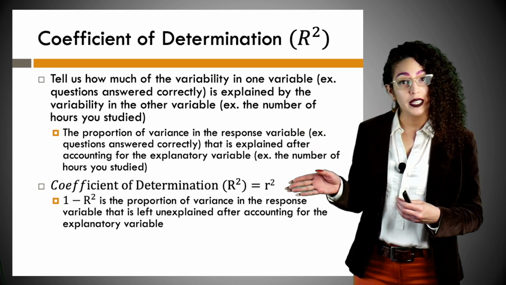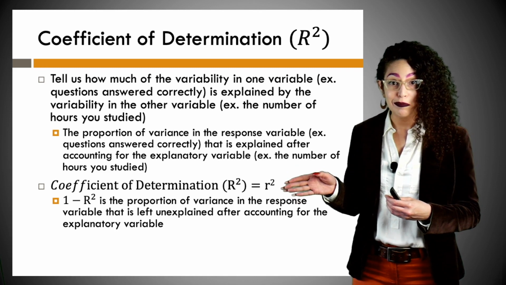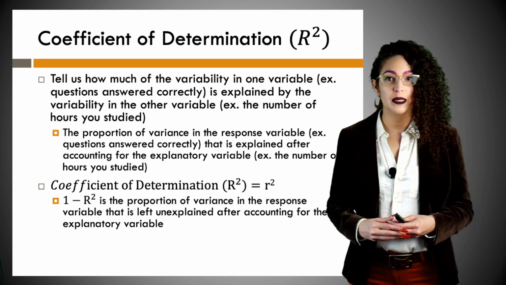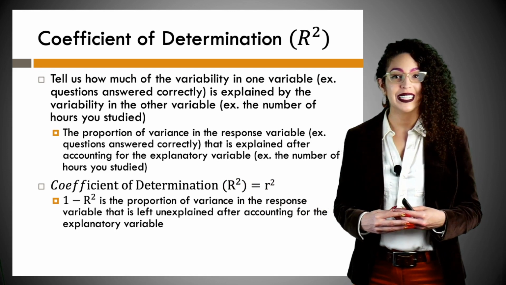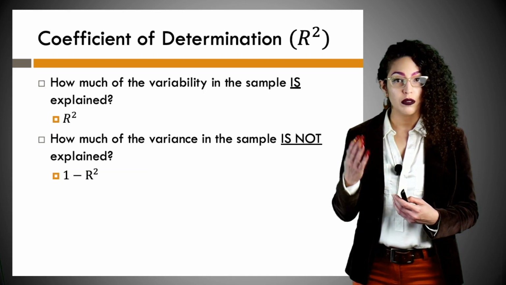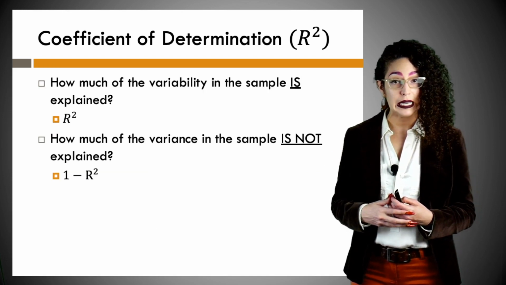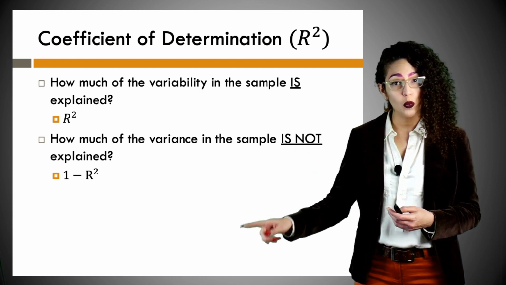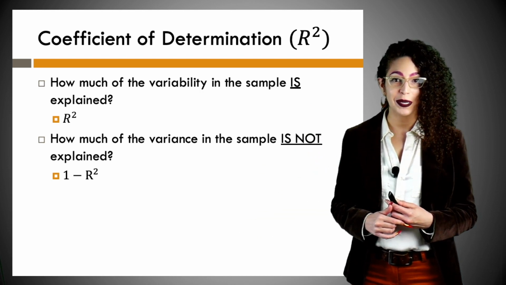All you have to do to get the coefficient of determination is get your R and square it. And 1 minus R squared is the proportion of variance in the response variable that is not explained, even after accounting for the other variable. So how much variability in the sample is explained? R squared. How much of it is not explained? 1 minus R squared. Pretty simple calculations.